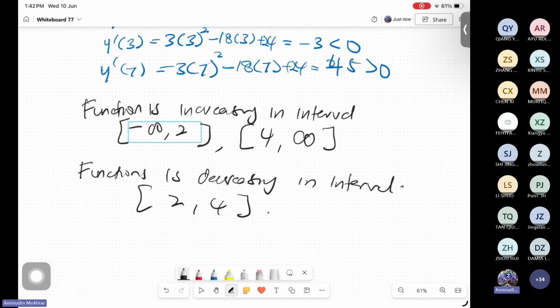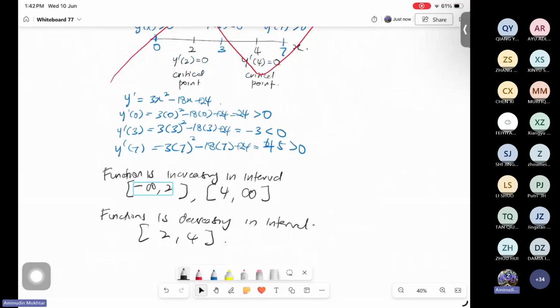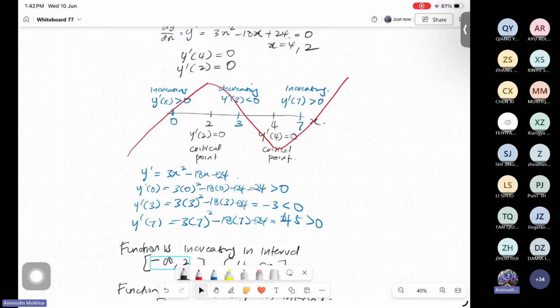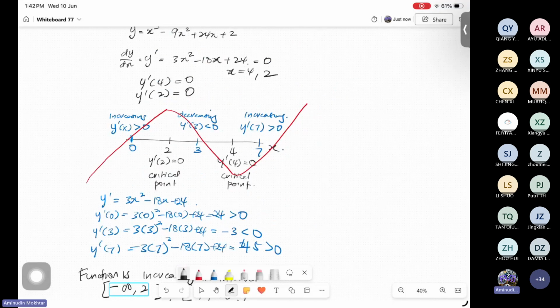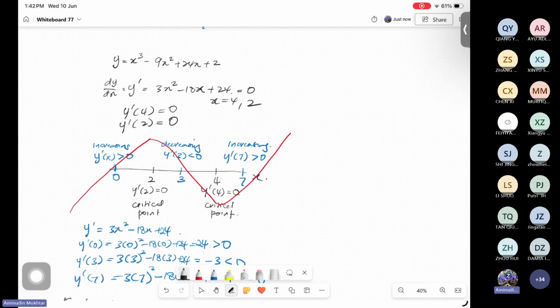Okay, that is the behavior of this function, where based on dy/dx we can identify whether the function is decreasing or increasing. The next one, I think we are still in part B. Okay, I will show you again later.